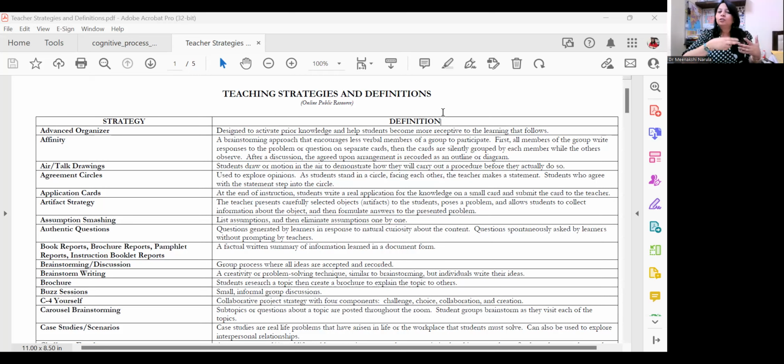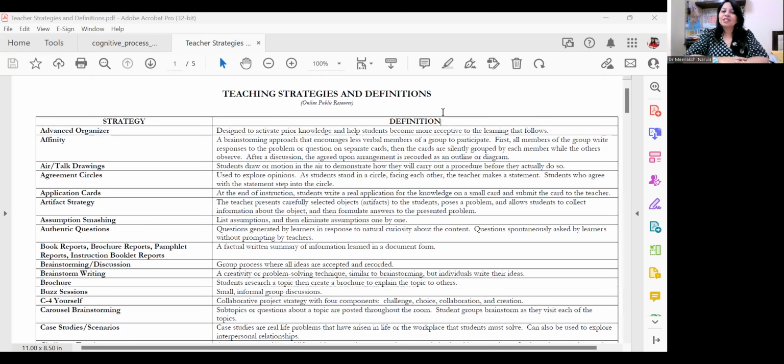Air or the talk drawings, like my daughter draws the same in the air. Like when she has to write the letter A, she draws the first stroke the same in the air. Like, is it okay? May I go ahead with that? So this is how air drawings can be done.